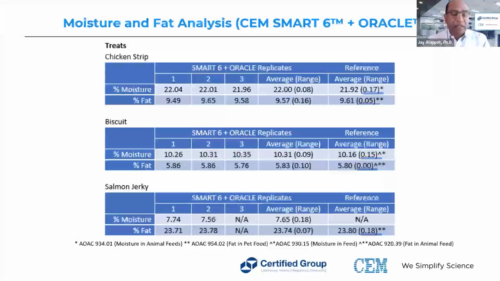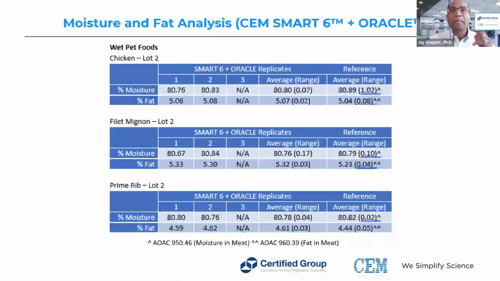In this case, it is the treats: chicken treats, pet treats, chicken strip, biscuit, as well as salmon jerky. You can see the averages between the reference and the Oracle and Smart 6 methods are very close. You can also see the range, in the case of moisture for chicken strip, is 0.08. As I mentioned, it is negligible. That's what we see across the other matrices, biscuit and salmon jerky. Next slide, please.